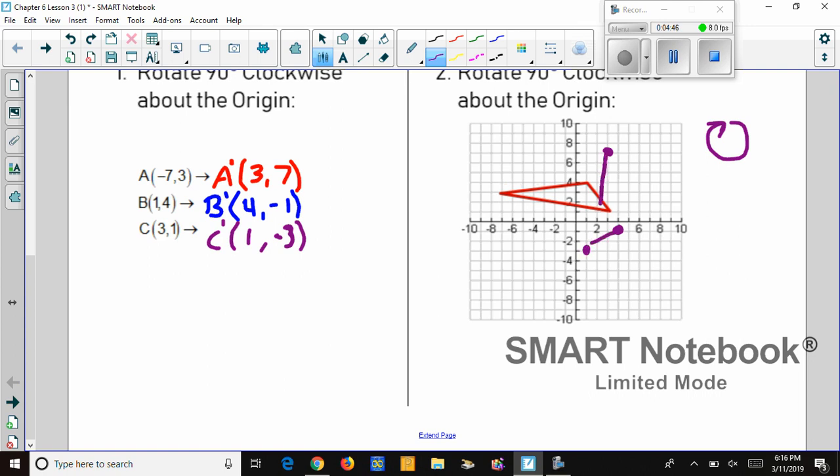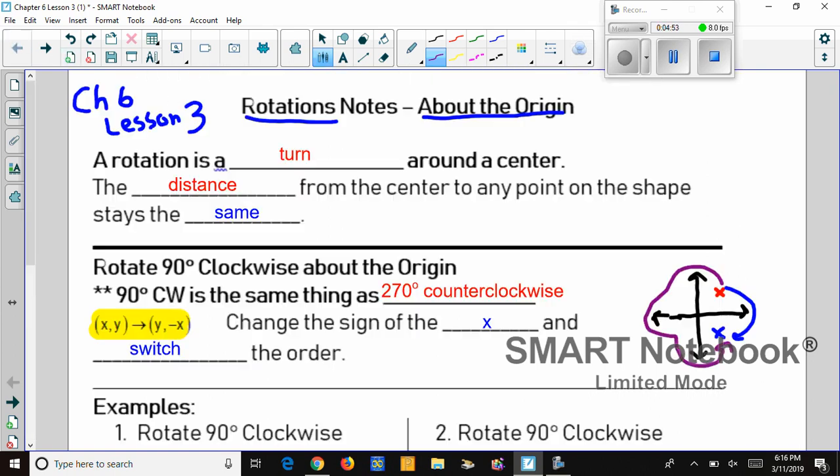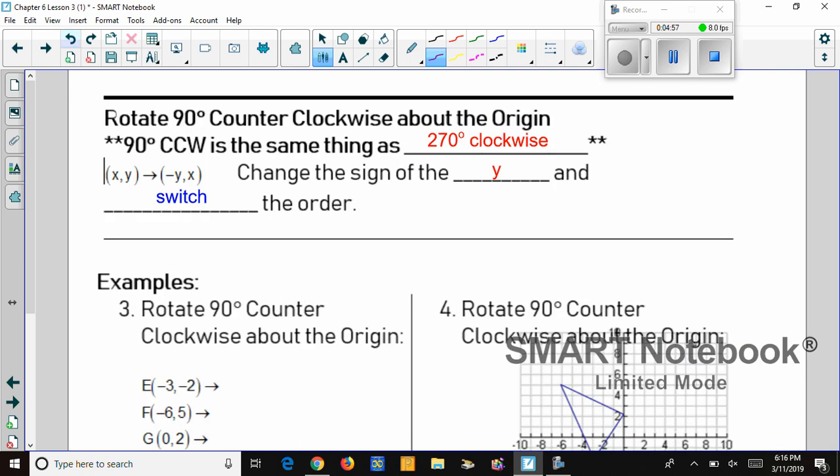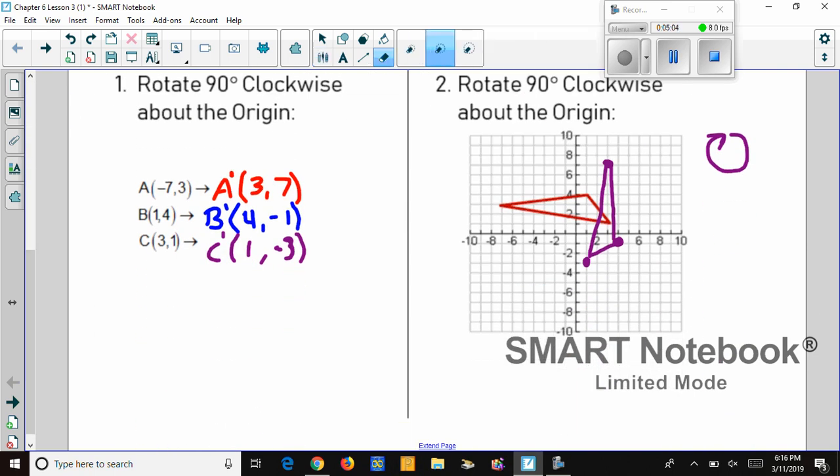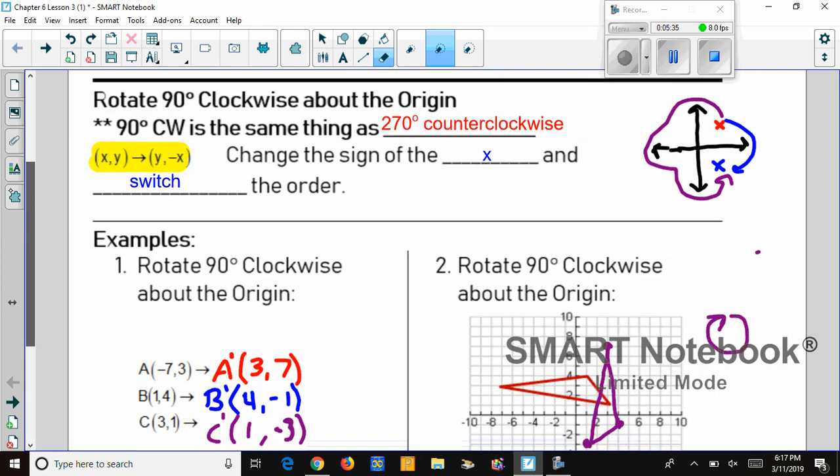And when I connect the dots, I now have a new copy of my triangle. There it is. And this new copy should look about the same. I'm going to make it one more time, hopefully cleaner. Well, anyway, it should be the same shape. Not focusing on perfection, focusing on, do you know where that shape will now be? So this is our 90-degree clockwise turn around the origin.